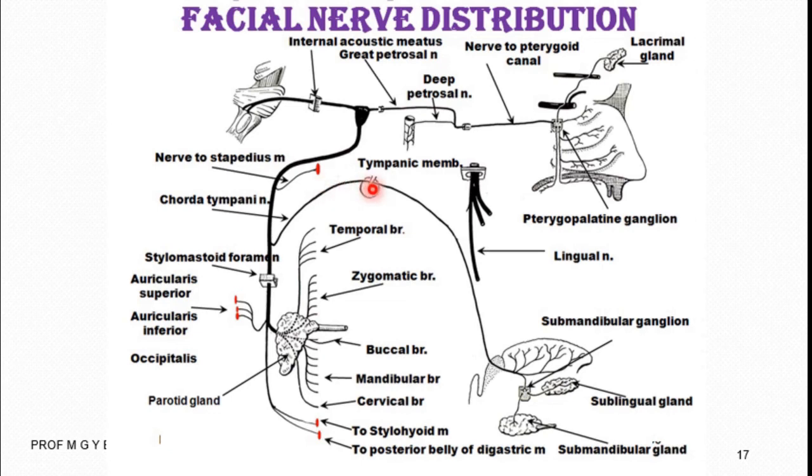It will join the lingual nerve as it goes from the petrotympanic fissure. Through the lingual nerve, it will supply the sublingual and submandibular glands, and carry taste fibers from the anterior two-thirds of the tongue. Behind the auricle, it will give the posterior auricular nerve, which will supply auricularis superior, inferior, and occipitalis muscle. Then branches to the stylohyoid, posterior belly of the digastric, and the terminal branches.